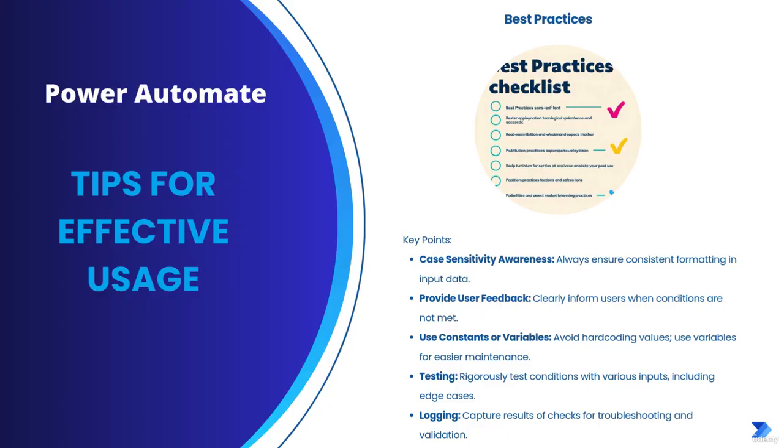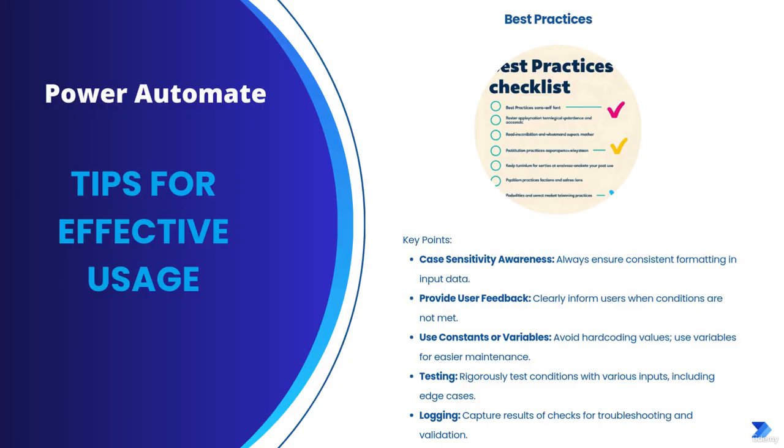Provide user feedback. When the condition returns false, provide clear feedback to users regarding what went wrong. For instance, if a promotional code is invalid, specify that the user should check the spelling or case. Use constants or variables. Instead of hard-coding values directly in conditions, consider using variables or constants. This makes it easier to maintain and update values without changing the core logic of your flow.